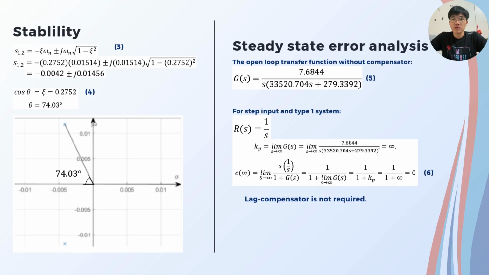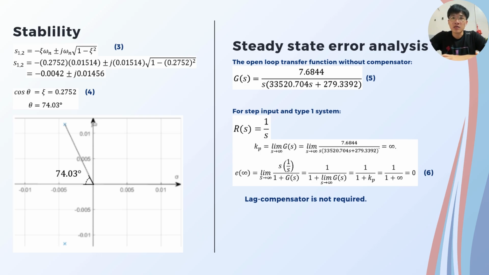For the stability of the system, the closed loop poles of the system are calculated using equation 3 and theta is computed as equation 4. Then the pole zero diagram is plotted. Based on the pole zero diagram, all poles are lying on the left half plane only, therefore the closed loop system is stable.